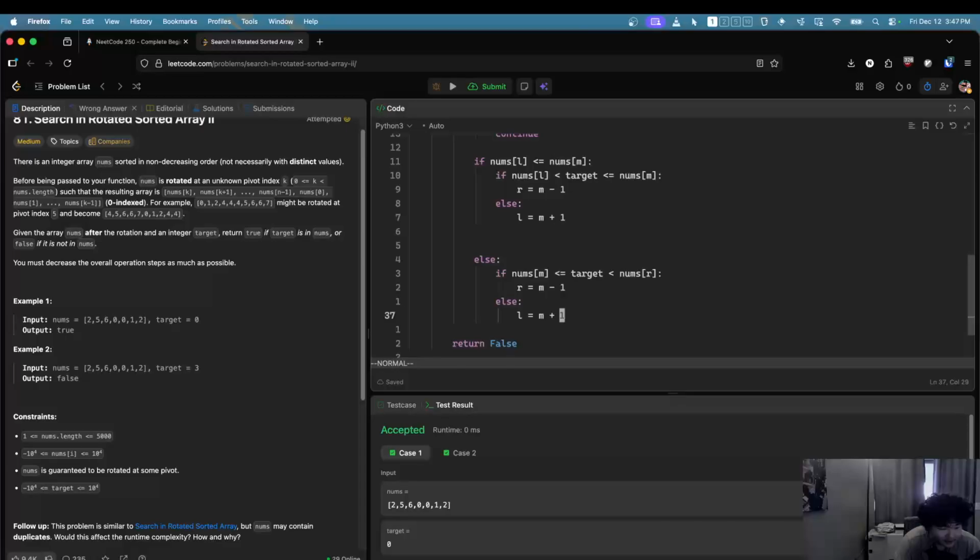Wait, I think I got this flipped. We're saying if the nums of m is less than or equal to target, right? That's a scenario where the middle and the rightmost value are all this way. So we want to move to the left here. Yeah, we want to move towards that. Otherwise, for example, in this case, we want to move towards the right. So that's that side, yeah.